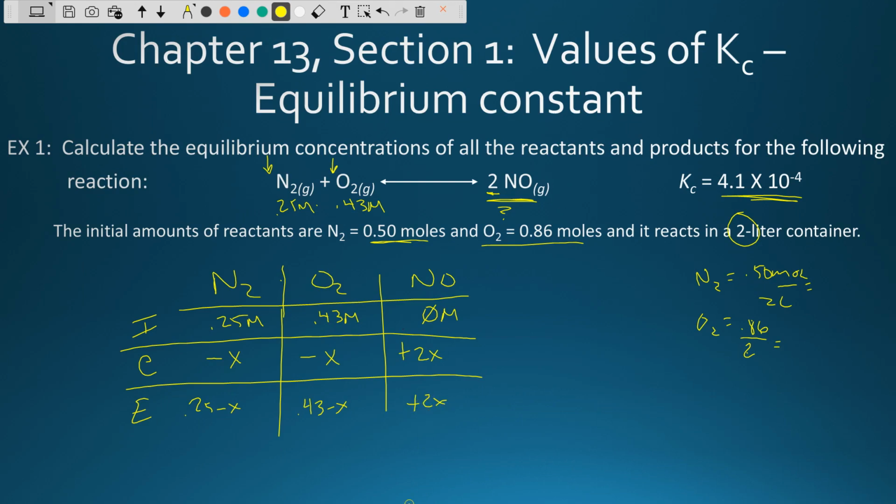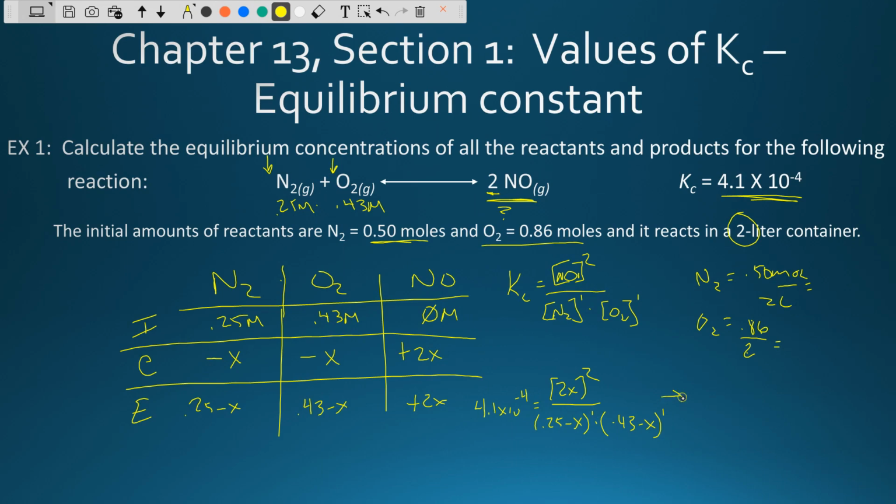Okay, so let's use our equation of Kc equals the NO squared over my N2 to the first power times my O2 to the first power. Now remember, we know my Kc value. That's going to be 4.1 times 10 to the negative 4 equals 2x squared over my 0.25 minus x times 0.43 minus x. And both of these were to the first power. So notice we're just going to be doing algebra, aren't we?